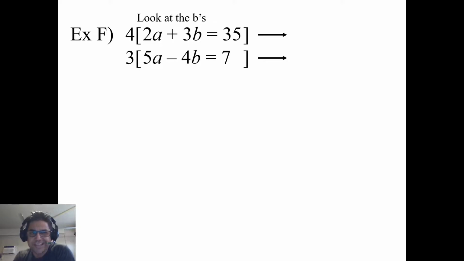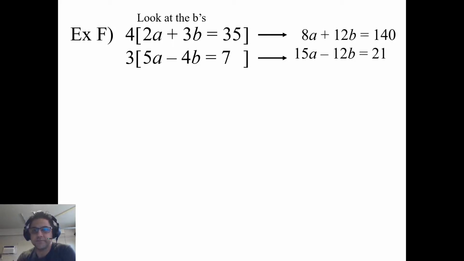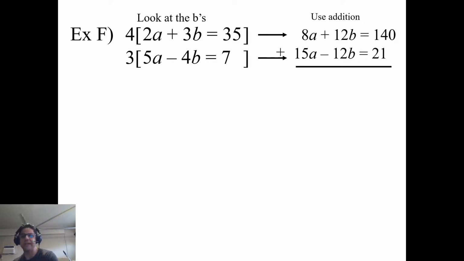4 times 2a is 8a. 4 times 3 is 12b. 4 times 35. Well, 4 times 30 is 120. 4 times 5 is 20. So I think it's 140, right? 3 times 5a is 15a. 3 times negative 4b is negative 12b. And 3 times 7 is 21. Use addition. That's what our whole goal is, to get it to an addition problem.